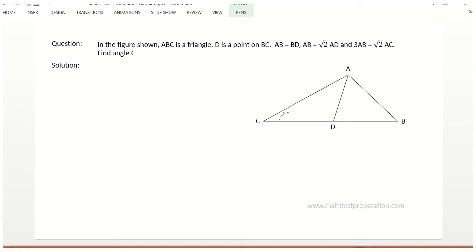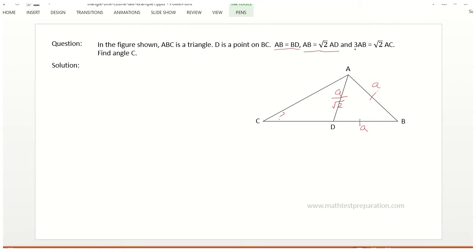Now, let us solve this problem. We are given AB equals BD, so AB equals BD equals A, where A is a number. And AB equals square root 2 times AD. So AD equals AB divided by square root 2.